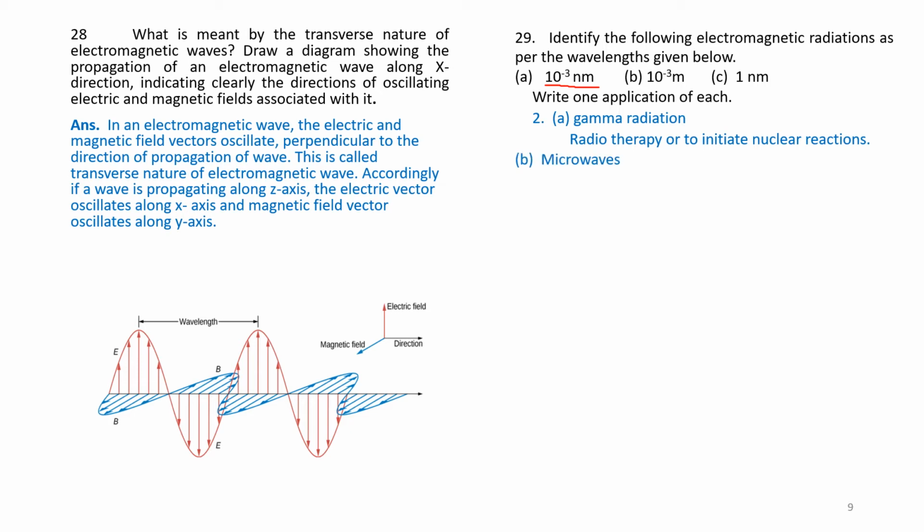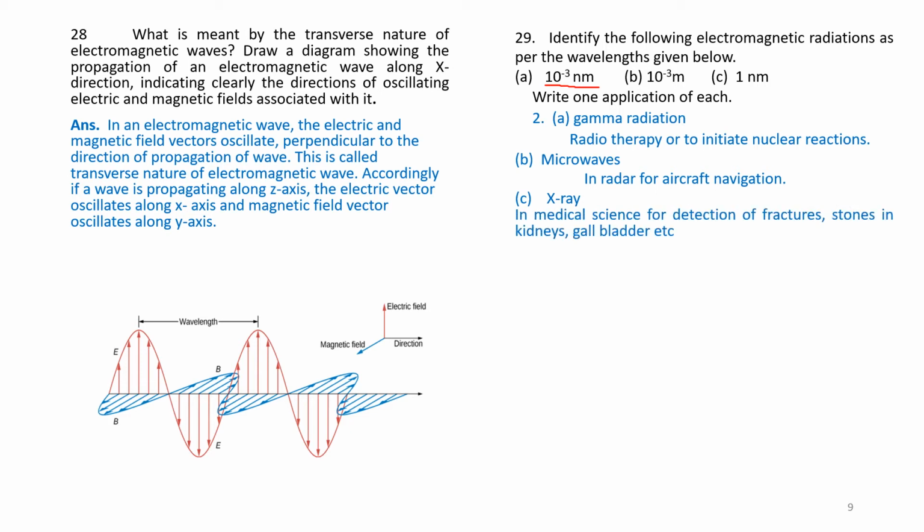B, 10 to the power of minus 3 meter, is microwave. Microwaves are used in radar for aircraft navigation and in our mobile communications. Part C, 1 nanometer: the wavelength of X-rays is in the range of 1 nanometer. X-rays are used in medical science for detection of fractures, stones in kidneys, gallbladder, etc.